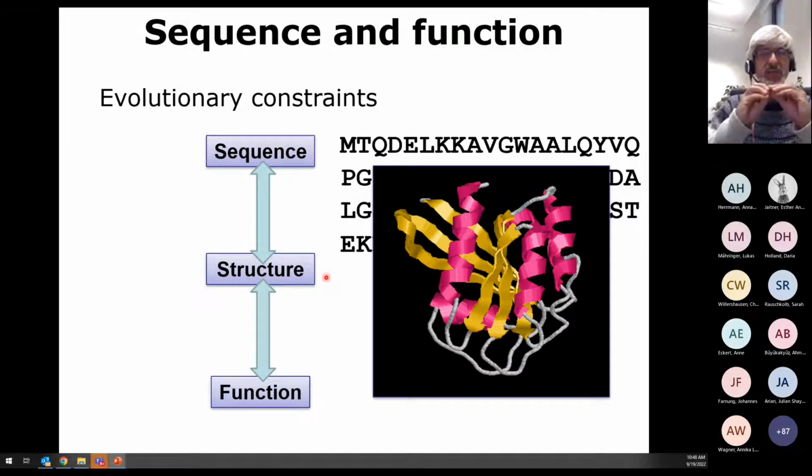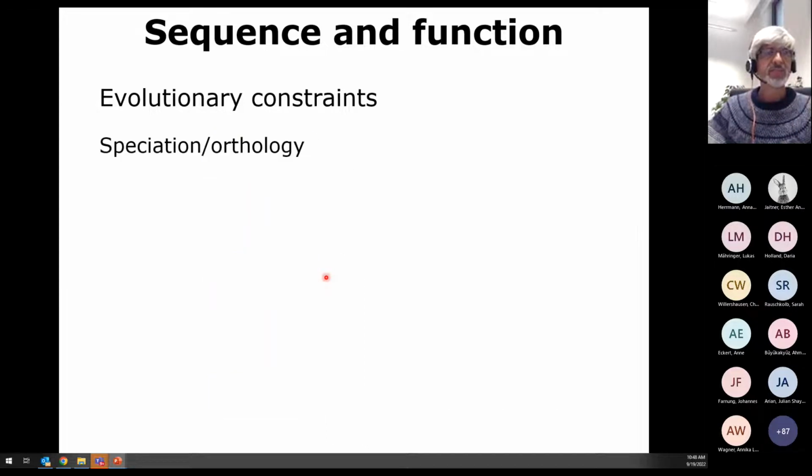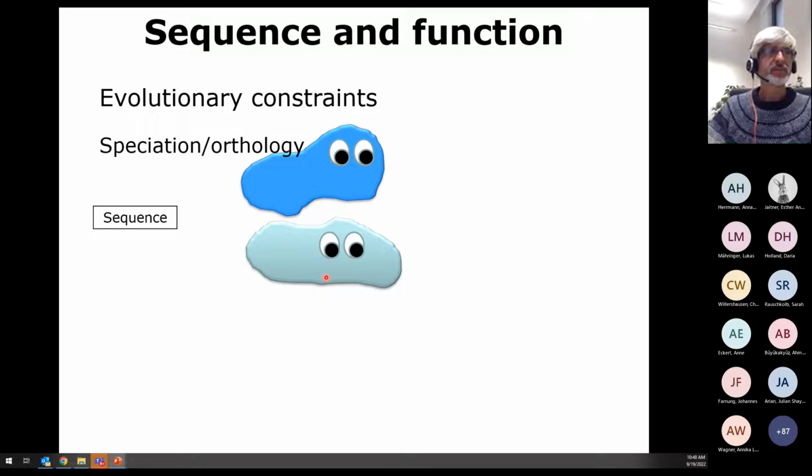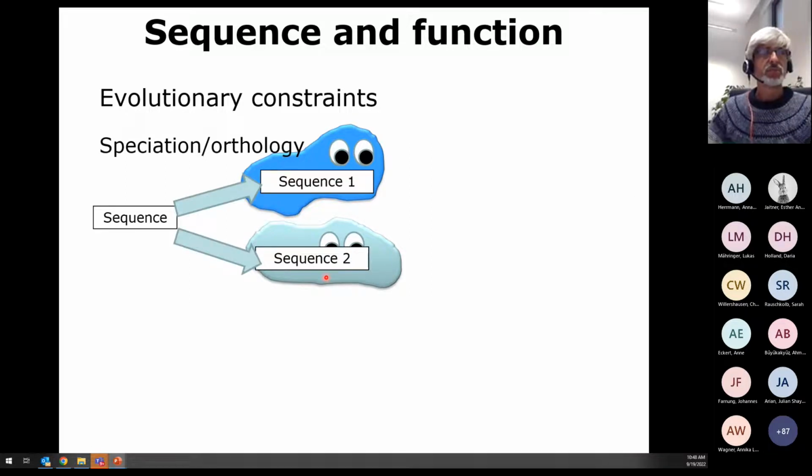This protein has been, of course, multiplied and has evolved differently in different copies of the gene. And this happens in two ways. So we have speciation, which gives rise to orthologous sequences. So we have an ancestral sequence in an ancestral species. By speciation, you obtain two species emerging from an ancestral one.